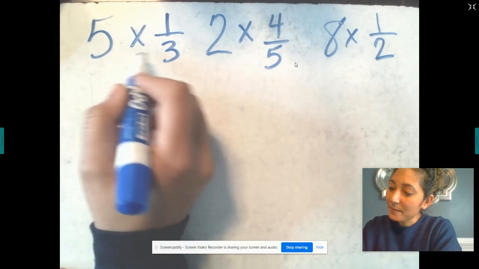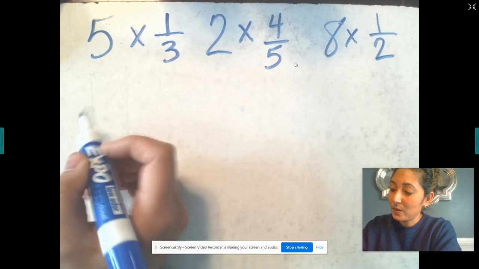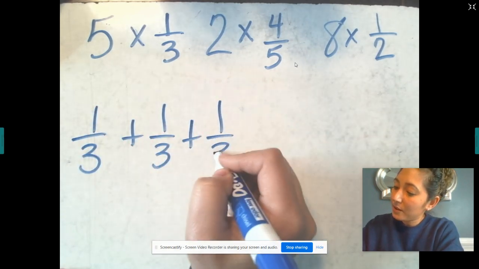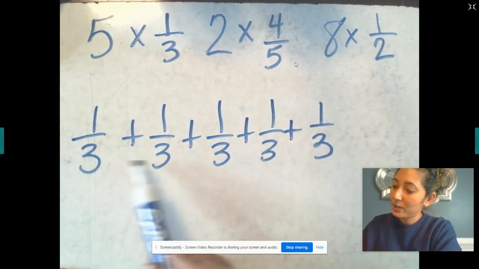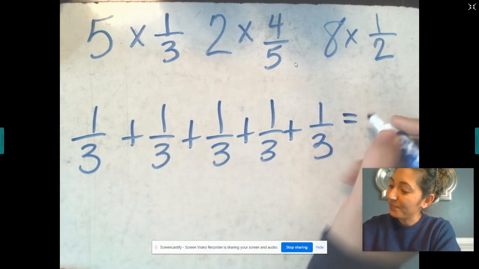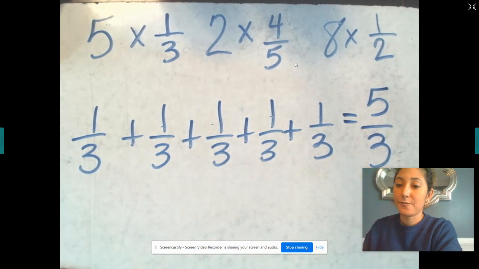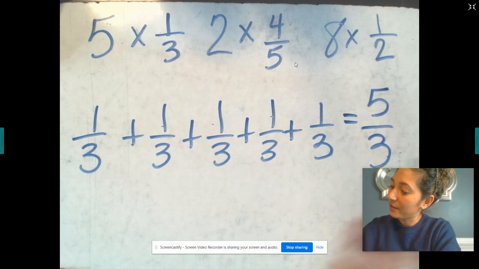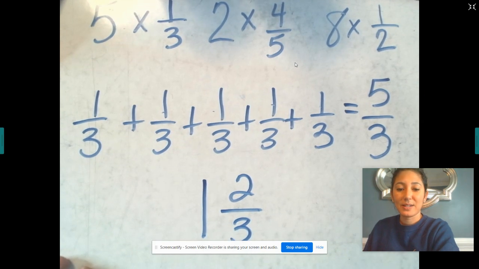So 5 times 1/3 is the same thing as 5 groups of 1/3. 1/3 plus 1/3. We're going to do that 5 times. 1, 2, 3, 4, 5. I have 5 1/3s, and I'm going to add them. 1, 2, 3, 4, 5. And I get 5/3, and we're going to convert it into a mixed number.